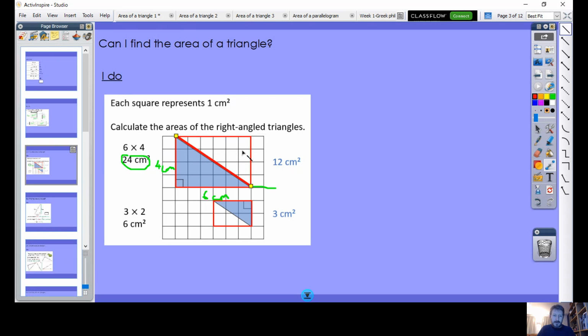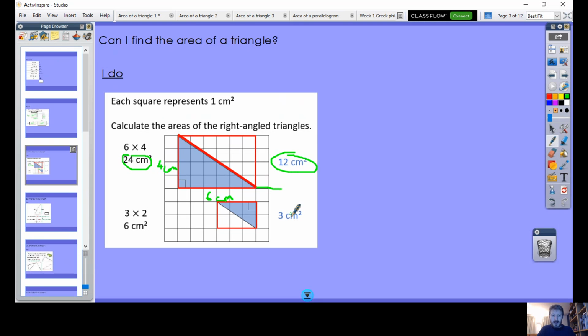We're halving the area of the rectangle to give us just the area of half the rectangle, which is this triangle. This is half the rectangle, which is in this triangle here. So by doing that, we then get an area of 12 centimeters squared, because half of 24 centimeters squared is 12 centimeters squared. And then same with this one down here.